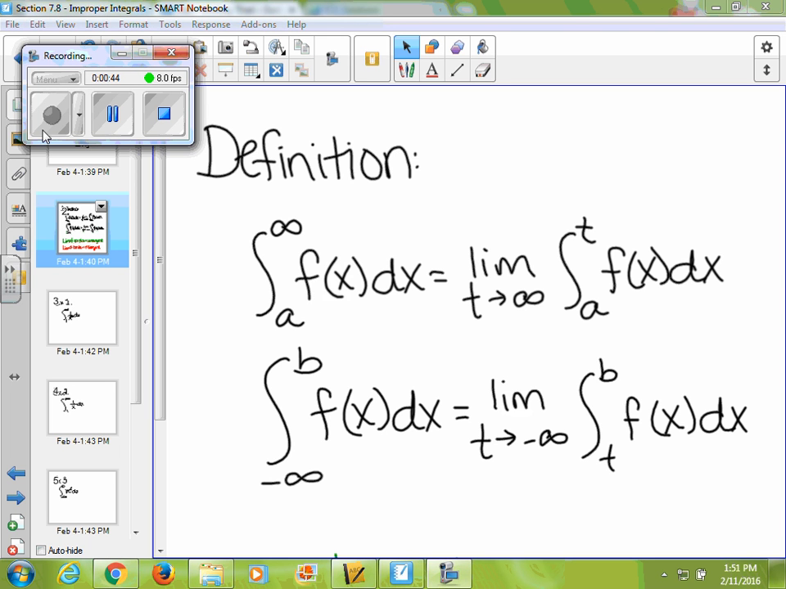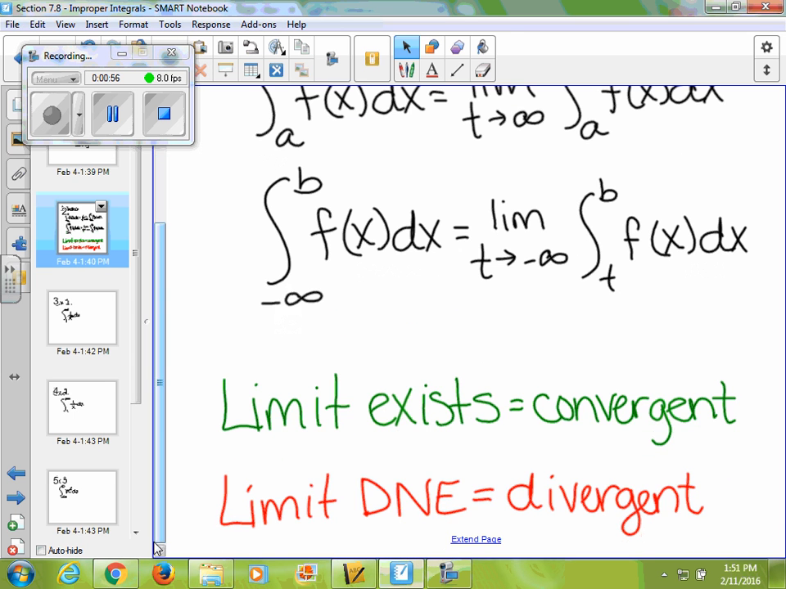For negative infinity, the integral from negative infinity to b of f of x dx is equal to the limit as t approaches negative infinity of the integral from t to b f of x dx. And the two other things we need to know is that if the limit exists, we call it convergent. If the limit does not exist, we call it divergent.